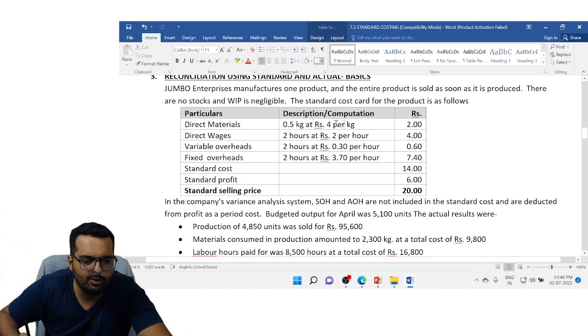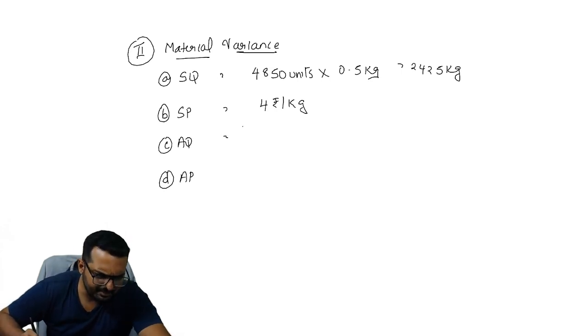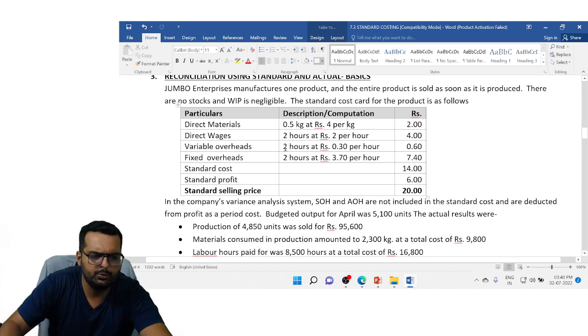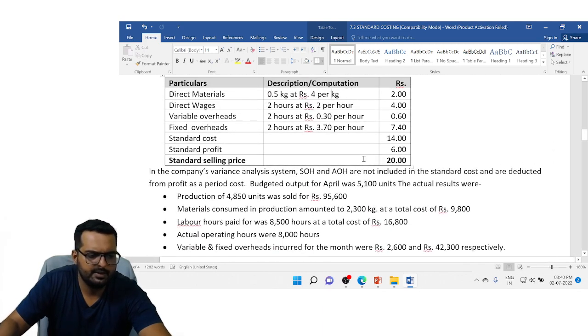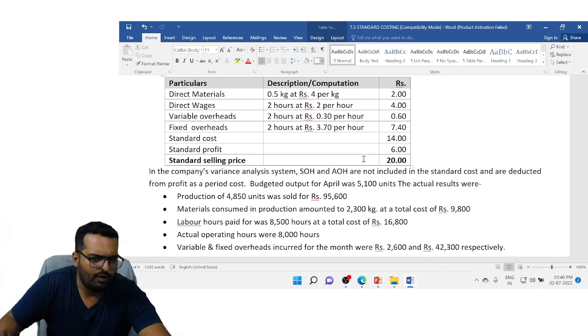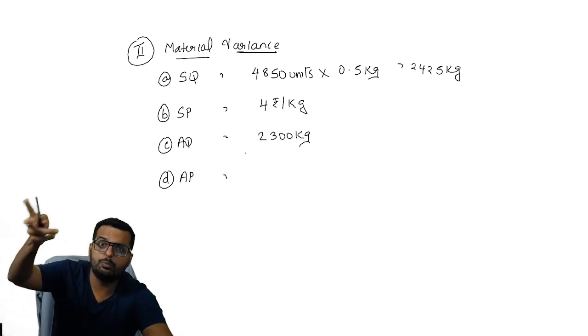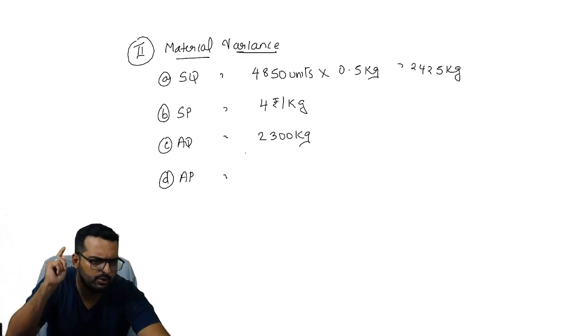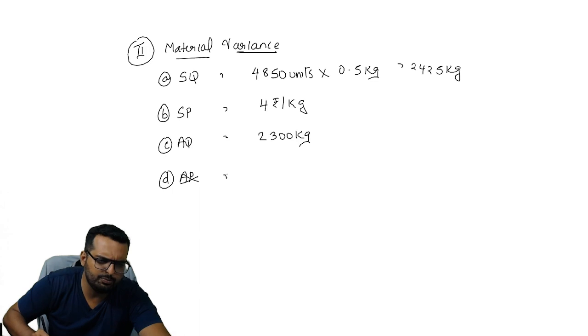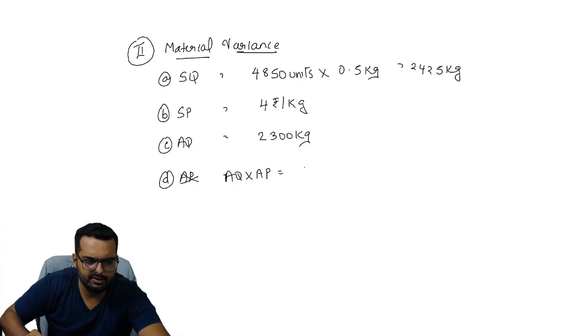Yes, Amana, it is 4. Okay, it is 4. SP is standard price per kg. That's all. 9700 is a different thing altogether. That we'll find out later. Now tell me, how much is AQ? Wonderful. It is 2300 kg, not 4850, which is actual output. 2300 kg is the actual input. Are you clear? AP, I don't think we need to find out. We'll just put AQ into AP over here. AQ into AP will be 9800. All right.